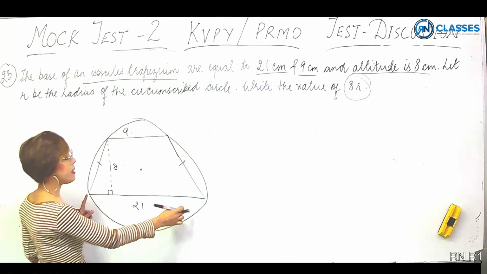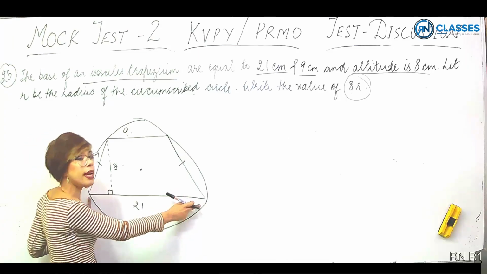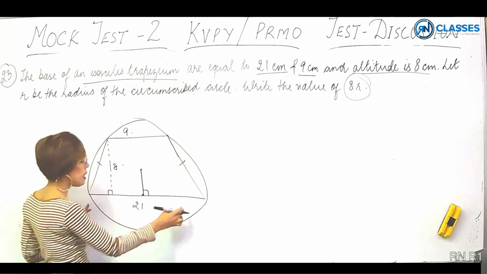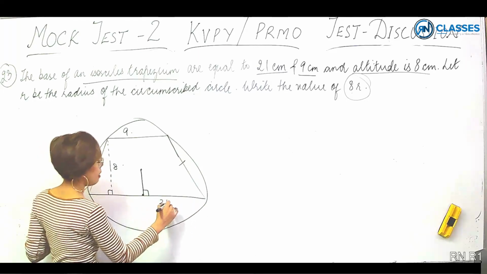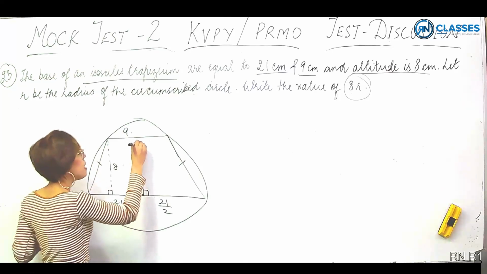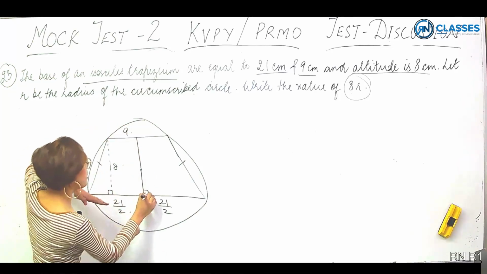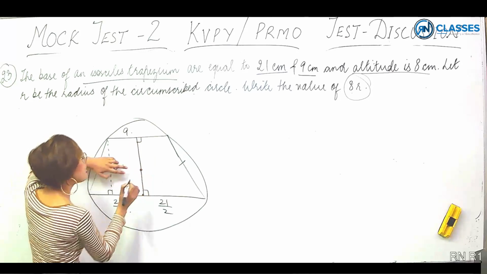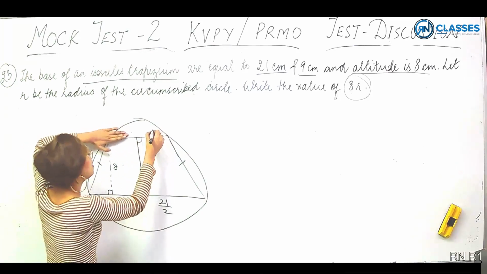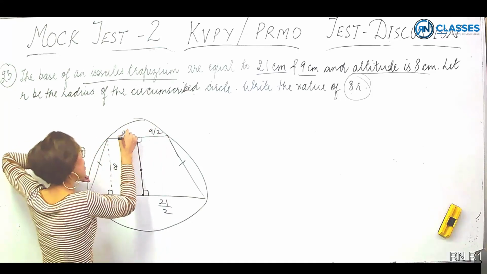Now, you can see that this is the chord of the circle, right? If I drop a perpendicular, it will bisect the chord, right? So, entire is 21, this is 21 by 2. This is 21 by 2. Also, if I extend it, since these two lines are parallel, this is 90, this is also 90. Now, this is a perpendicular from center. That means it will bisect this chord as well. So, this is 9 by 2. This is 9 by 2.